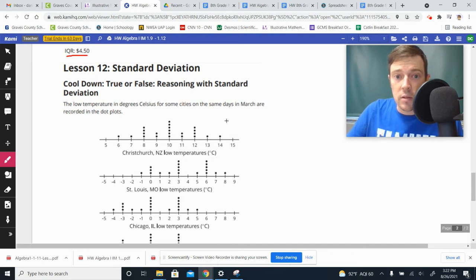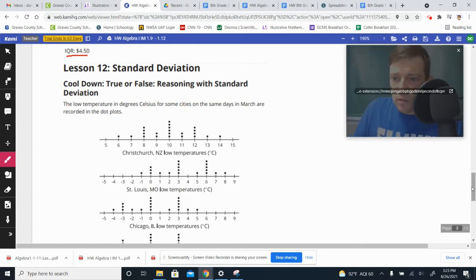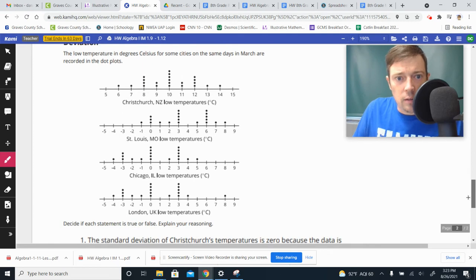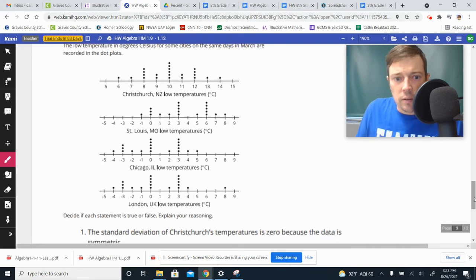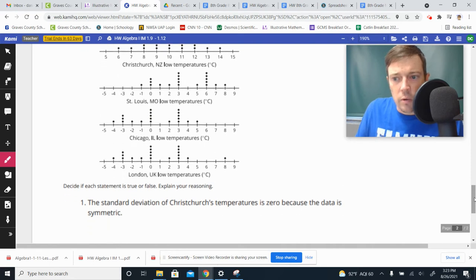All right, so let's answer some of these questions that came along. These were true false. We got low temperatures in these different cities, same day in March over the years. So, one day in March in some year it was 7 degrees low in Christchurch, New Zealand. NZ, I guess. I don't know where Christchurch is in New Zealand, I guess. It sounds right. We got Missouri, we got Illinois, and we got UK, London. So we got all these temperatures and March temperatures and their lows. And this is in Celsius, so don't freak out too much about them being a little weird looking.